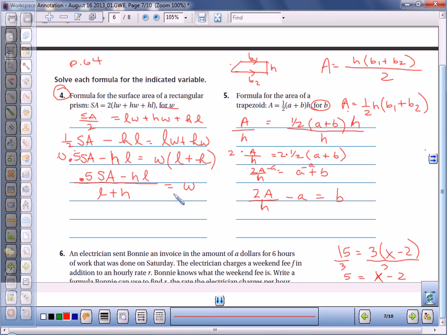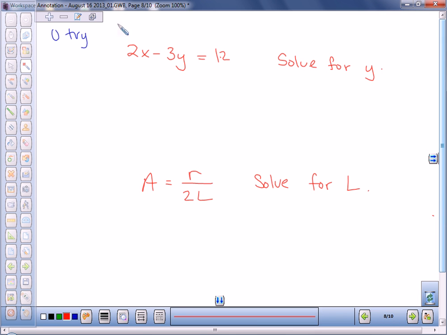Okay, now I have a couple examples that are not in the book. The first one is a U-try, because this is an equation that is in standard form. It's an equation for a line, isn't it? You had these on your summer work, didn't you? Yeah. And I made you put them in slope-intercept form, so I made you solve them for y. So you can already do this. Let's do it.